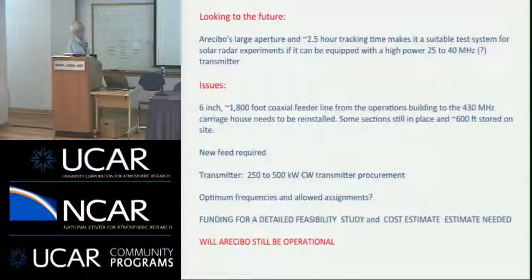Looking to the future, Arecibo's big advantage is that it's a huge aperture that's steerable. You can actually track the sun for 2.5 hours. It could be equipped with a transmitter, perhaps somewhere in the 25 to 40 megahertz range. The coaxial line that goes to the platform is partially in place, and a large part of it is still in storage, so that's one cost that would be avoided.